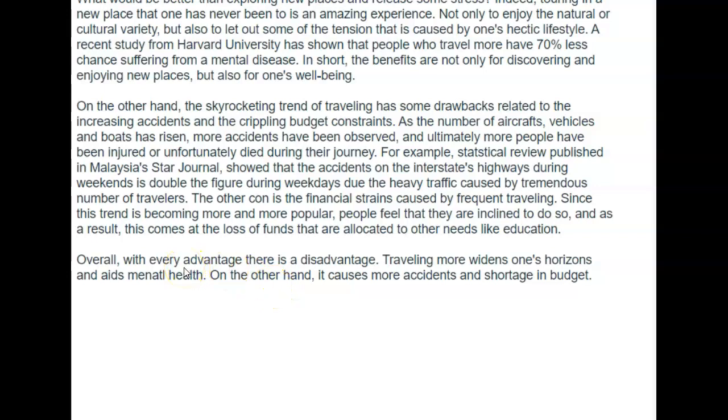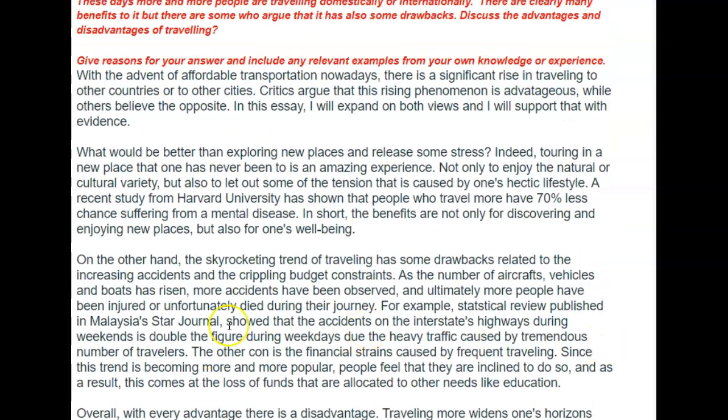Traveling more widens one's horizons and aids mental health. On the other hand, it causes more accidents and shortage in budget. Okay, that's good. I like this quite a bit. But as I said, there were a couple of problems. One of them was the development here. It needed to be developed in the area that I mentioned already. And then there were little pesky grammar things happening here and there.